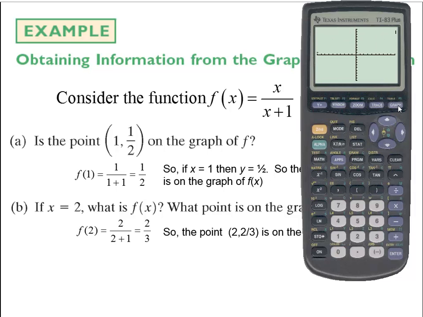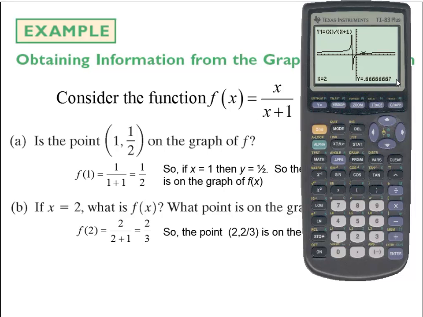So if I hit the graph key, there's the graph of my function. If I hit the trace button and punch in the number 1, I'm checking letter A, and I see that y is 1/2. So if x is 1, y is 1/2, and there's that point on the graph. If I hit trace again, punch 2, and hit enter, I'm checking letter B, and I can see there's 2/3.